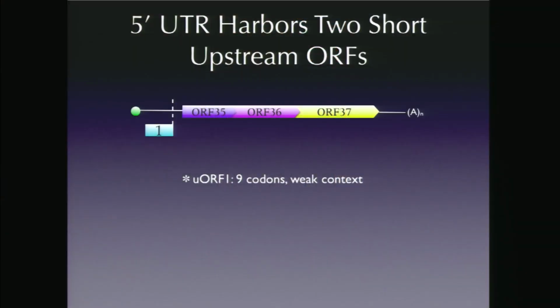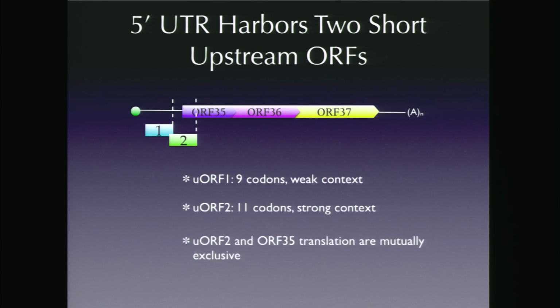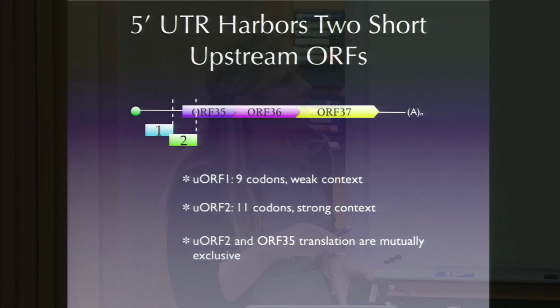In this mRNA, uORF1 is completely within the 5' UTR. It's 9 codons in length and has a start codon which resides in a weak context. uORF2 is a little bit longer, importantly has an AUG in a strong context, and the positioning of uORF2 indicates that translation of uORF2 and 35 are mutually exclusive events.